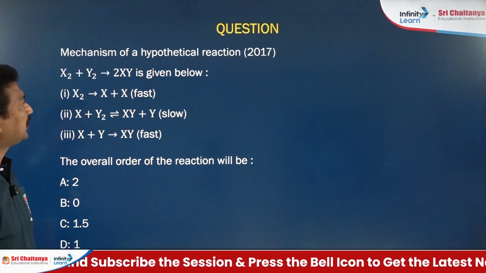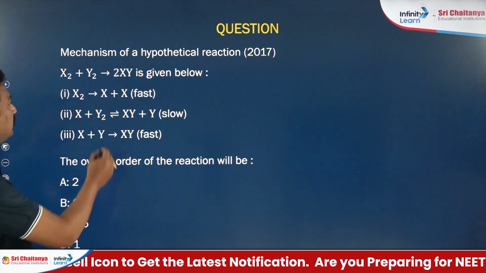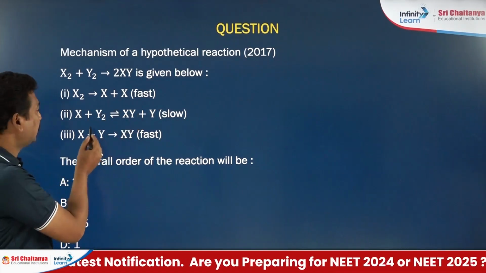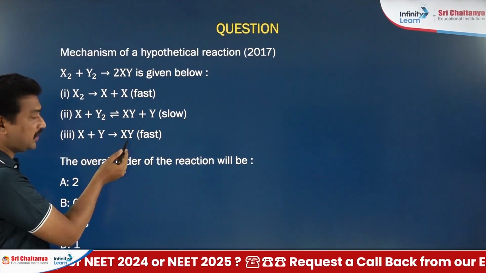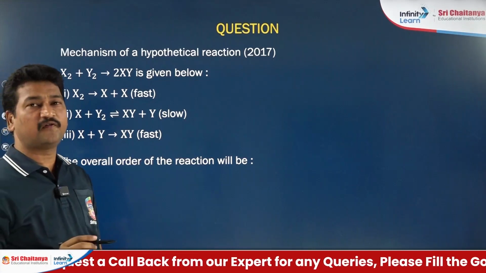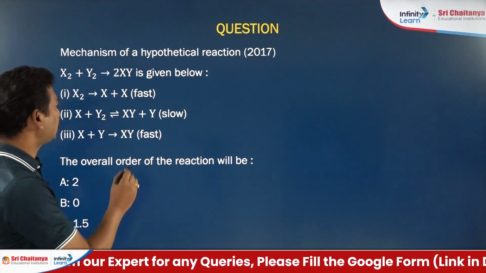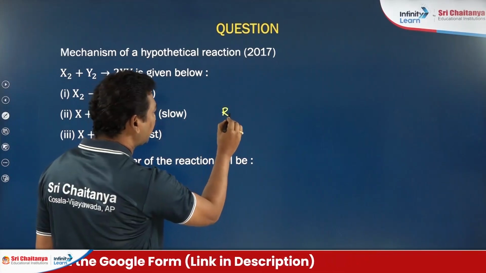Coming to the next one. Mechanism of a hypothetical reaction, X2 plus Y2 gives 2XY, is given below. X2 giving X plus X, which is fast. X plus Y2 giving XY plus Y, which is slow. X plus Y giving XY, which is also fast. But rate law can be written only for the slower ones. So which is the slower reaction here? The second one.